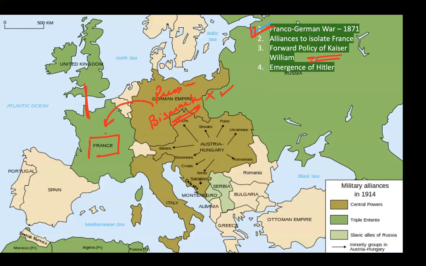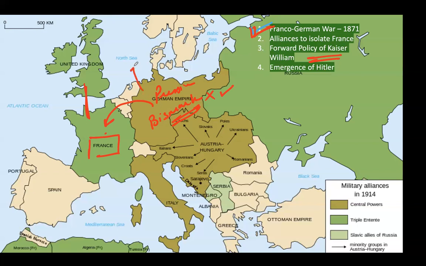Then after Bismarck, the forward policy of Kaiser William, the next emperor. Bismarck was the prime minister. So Kaiser William followed the policy of forward policy, which means an aggressive policy. During that time, it made sense in the sense that all of them were looking at expansionism, nationalism, the nation states had emerged. So jingoistic nationalism was there. So he was following a forward policy, having more and more territories.